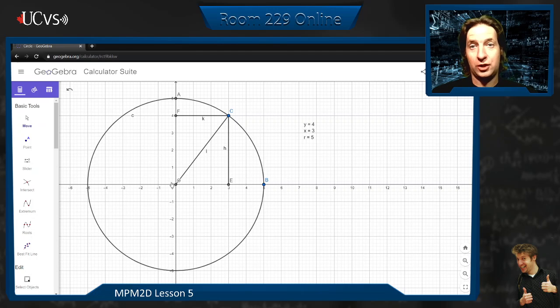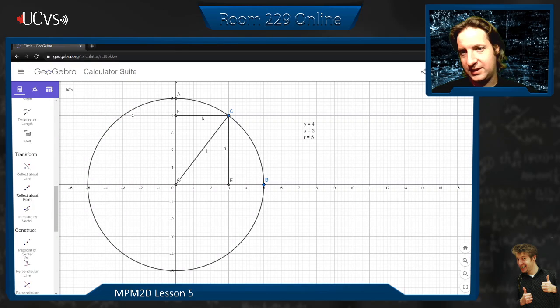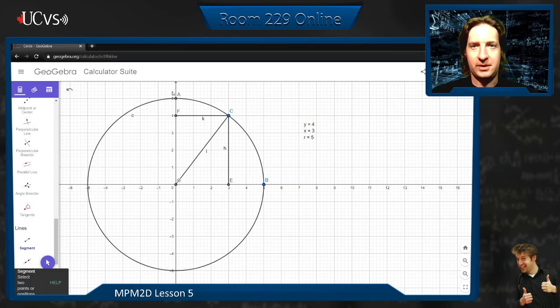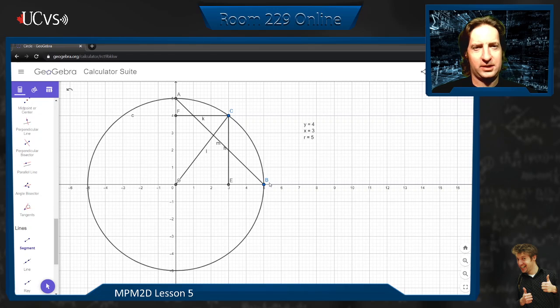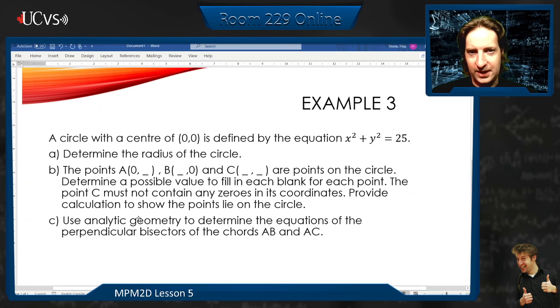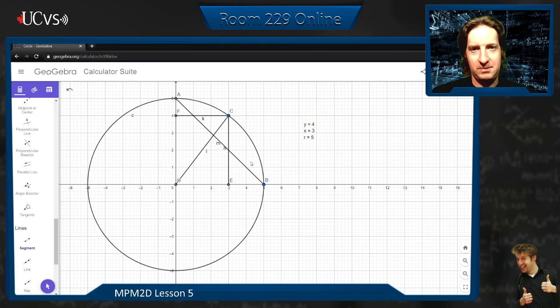Okay, so we have to construct a chord. What's the chord going to be? AB. So we'll scroll down here to line segment. So we're going to make chord A to B. And it's asking us to determine the equations of the chords AB and AC. Okay, so this is AB. And then we can also go A to C. And it asks us to determine the equation of these two lines.